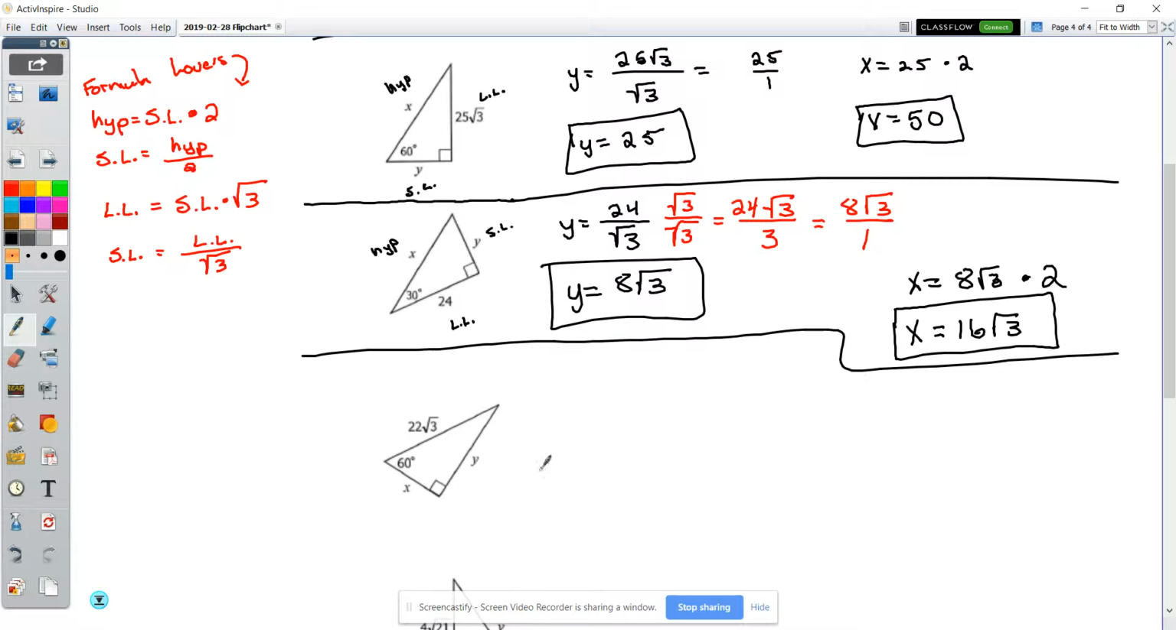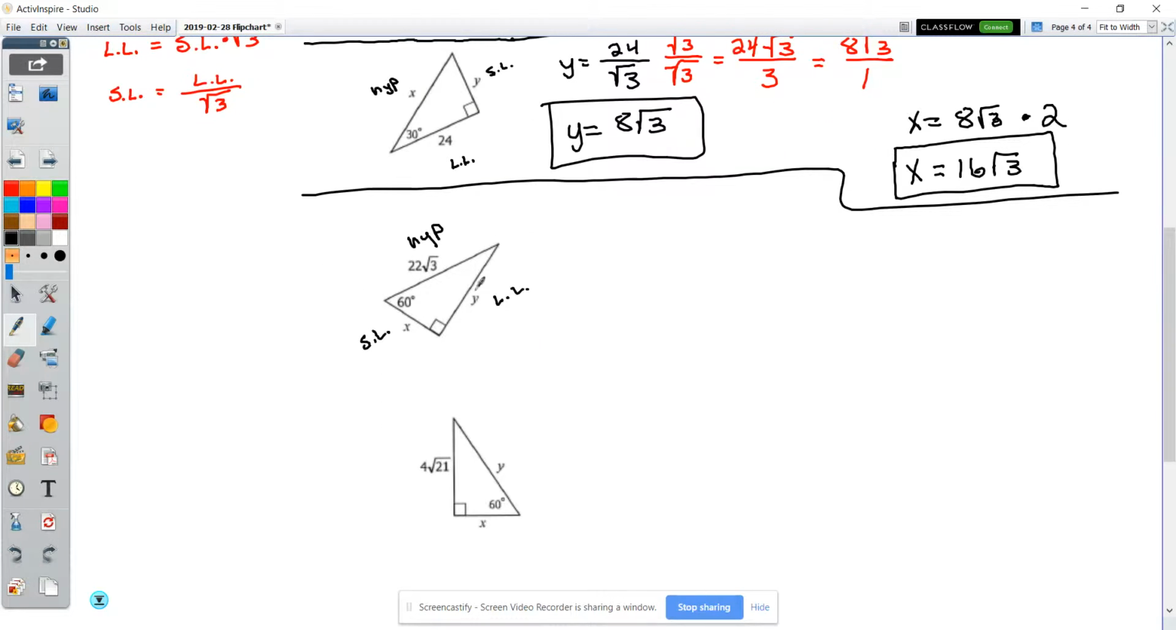All right, last 30, 60, 90 practice problem here is this one here. I have the hypotenuse. I need to find the short leg. I need to find the long leg. And I know there's one more down at the bottom, but I think I'm going to stop with this one here. And so for this one, I'm going to say, okay, well, let's see. If I have the hypotenuse, I'm trying to find the short leg and the long leg.